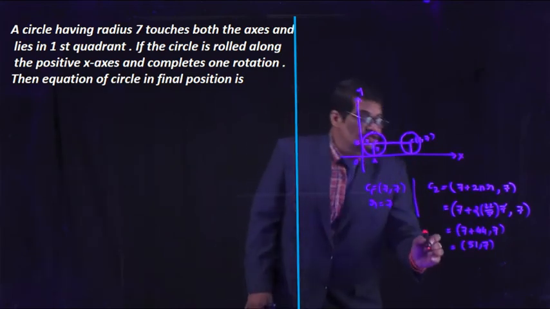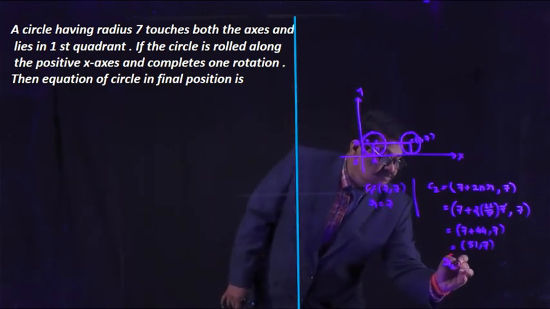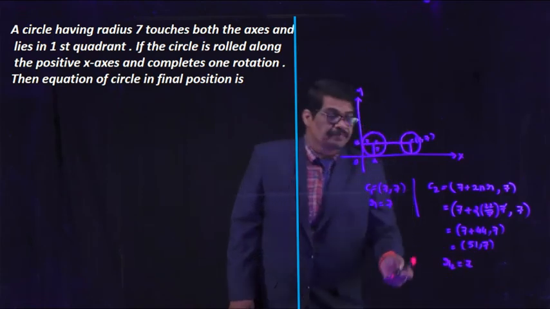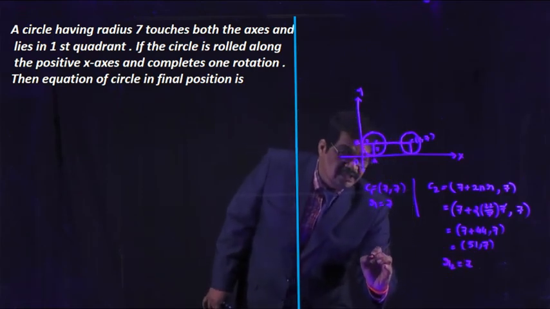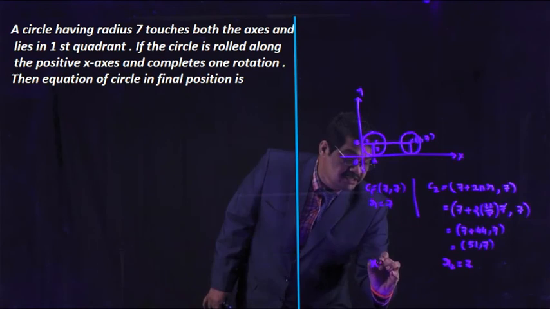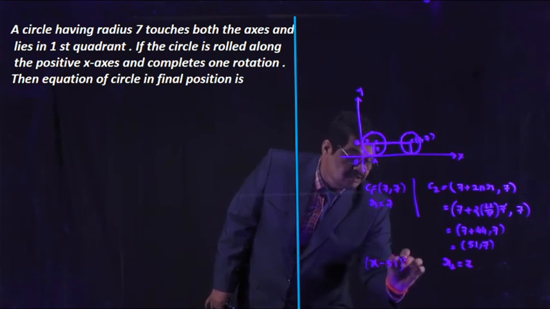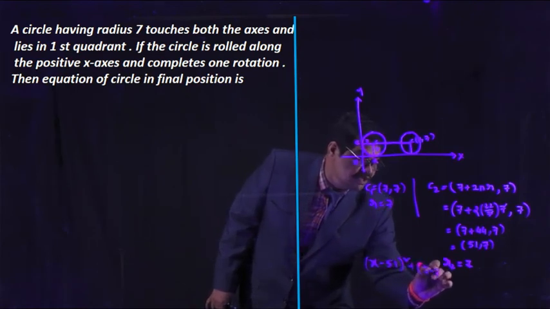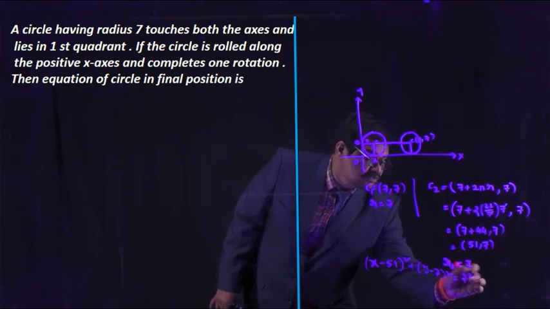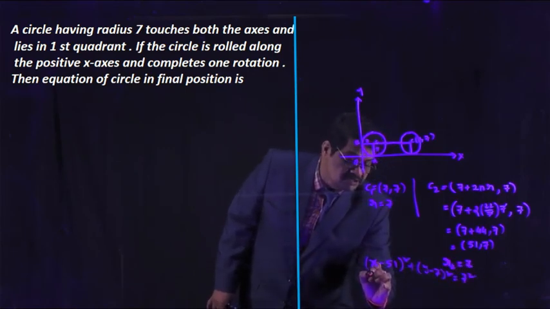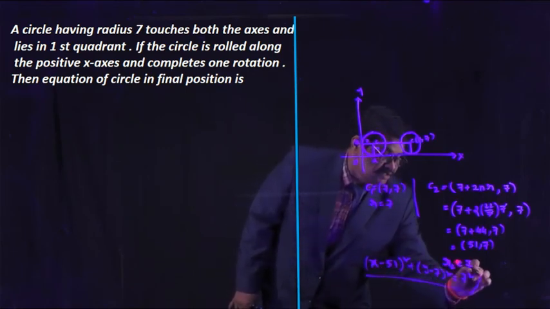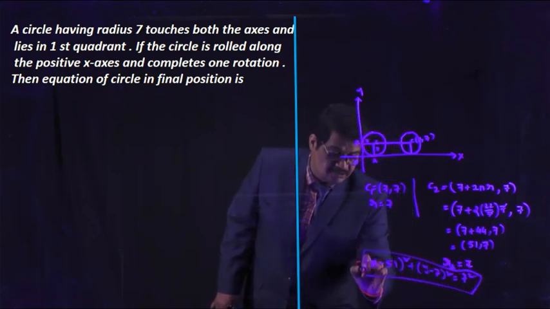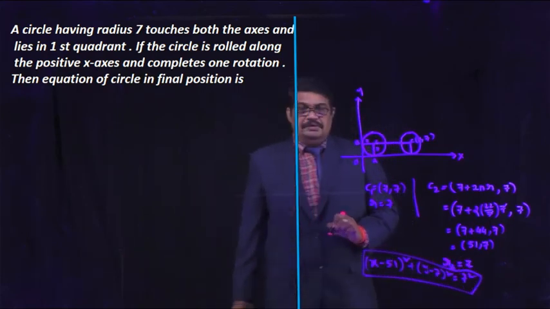In the final position also the radius is the same, that is 7. Therefore, the required circle is x minus x1 whole square plus y minus y1 whole square is equal to r square. From that, we are getting the required circle, and this is the answer to the given problem.